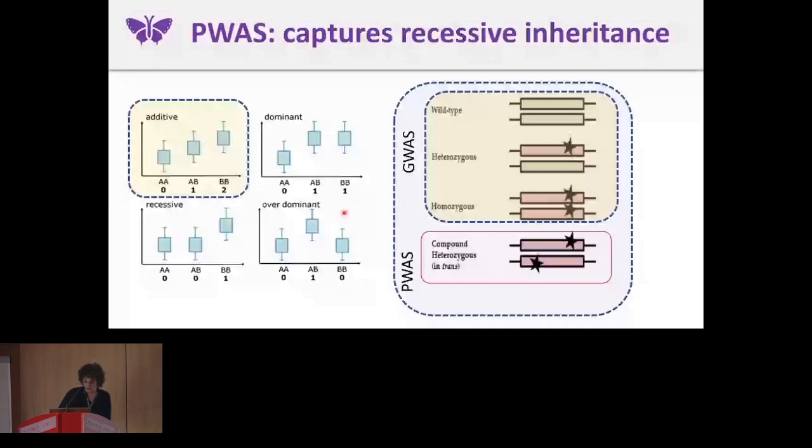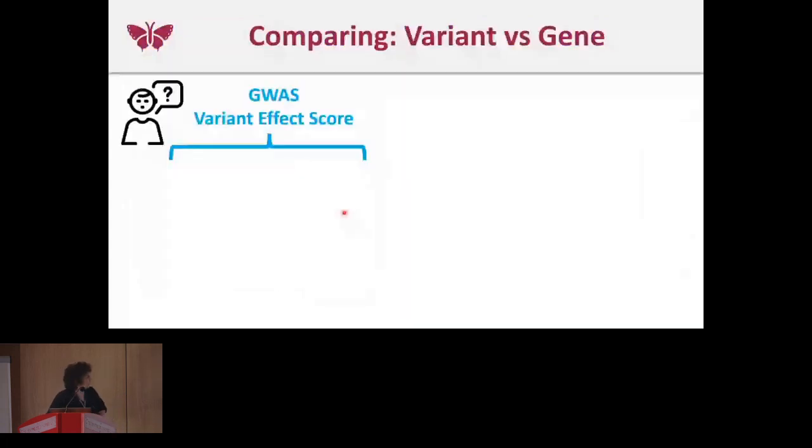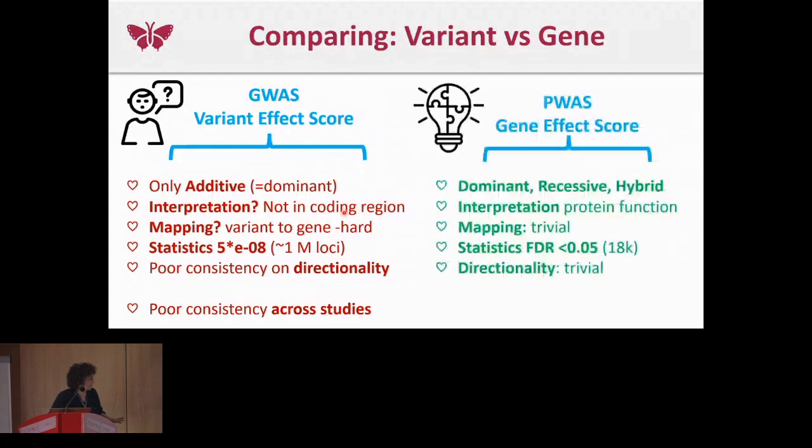So this is another advantage of PWAS. That's an important part, because we are able to gain this information that is overlooked completely by GWAS. So to summarize this, I'll do it very fast because I don't have much time. This is all the problems that we try to solve by PWAS.